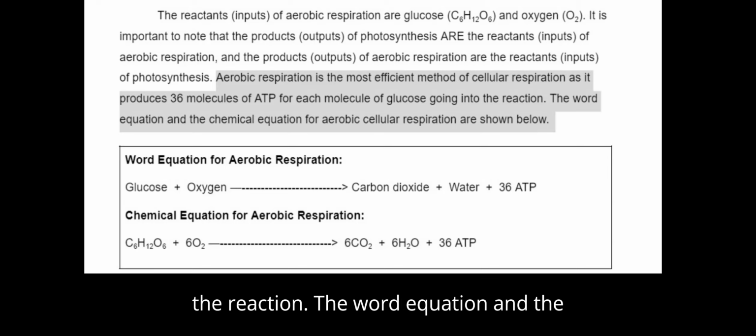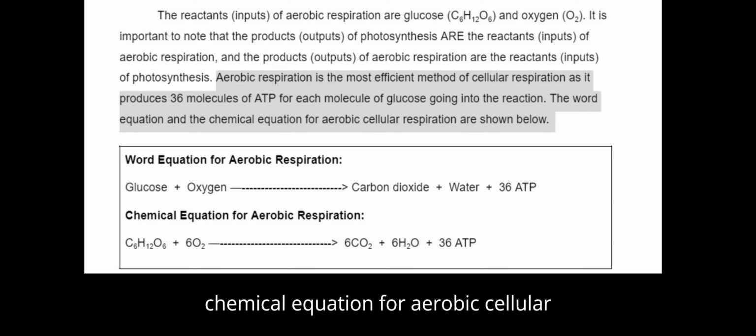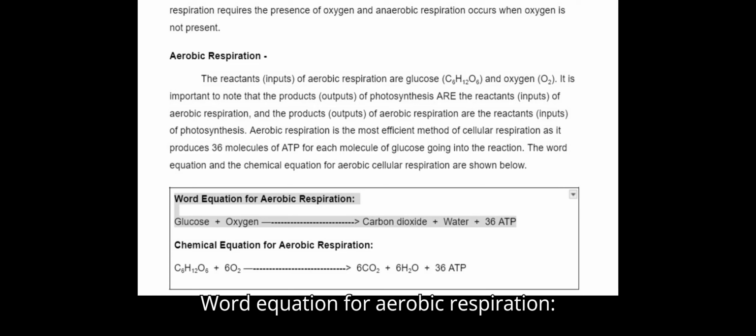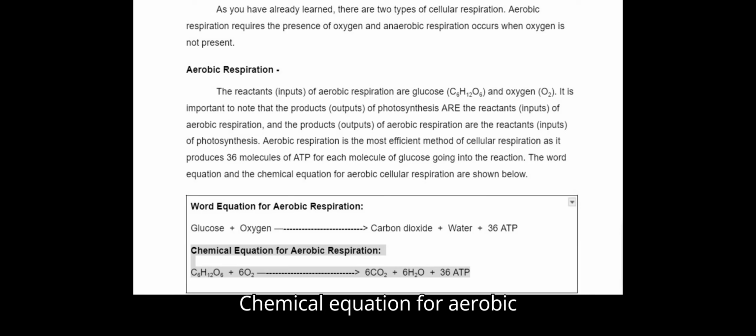The word equation and the chemical equation for aerobic cellular respiration are shown below. Word equation for aerobic respiration. Glucose plus oxygen produces carbon dioxide plus water plus 36 ATP. Chemical equation for aerobic respiration. C6H12O6 plus 6O2 produces 6CO2 plus 6H2O plus 36 ATP.